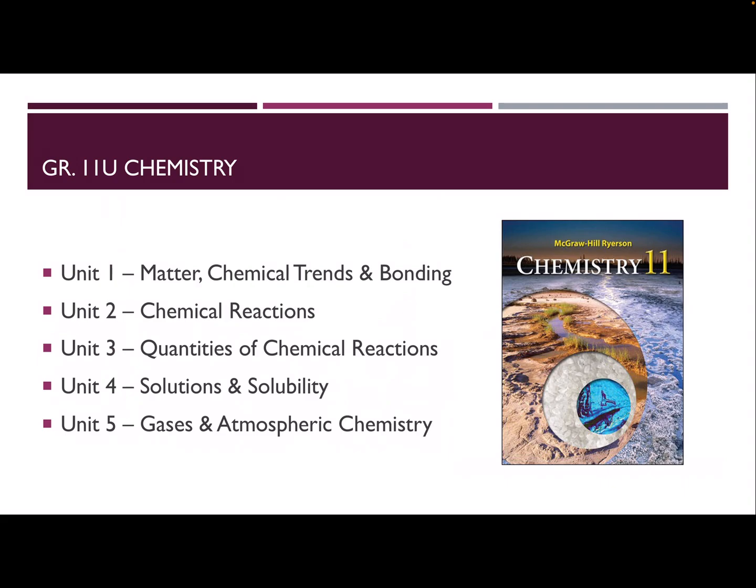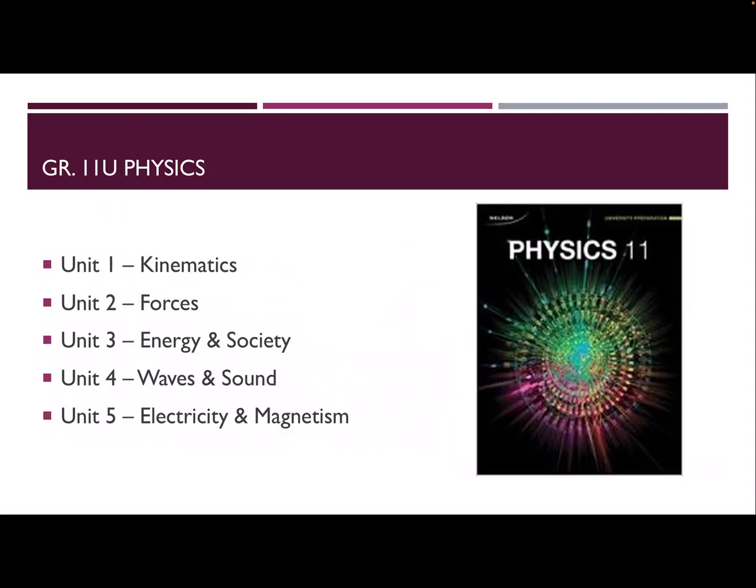For grade 11 chemistry, you can see the different units there: matter, chemical trends and bonding, chemical reactions, quantity of chemical reactions, solutions and solubility, and gases and atmospheric chemistry. We use the grade 11 McGraw-Hill chemistry textbook.